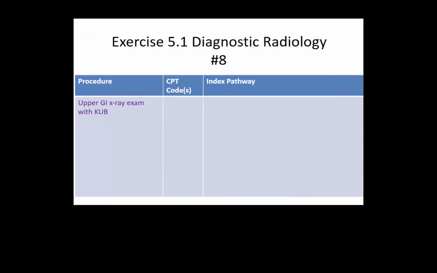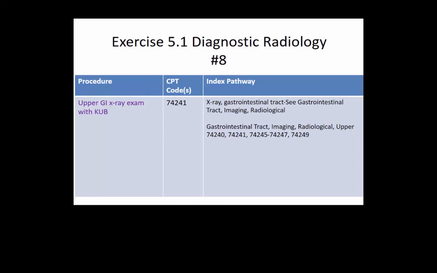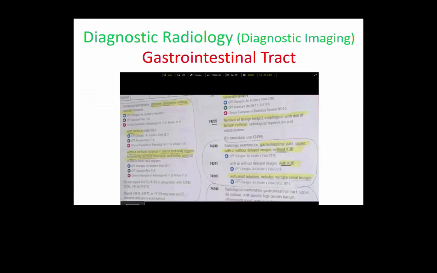An upper GI X-ray exam with a KUB. And here I have the code set. You notice that when we go to X-ray GI tract, it does take us, refers us to GI tract imaging. And then I have there all those codes that you have to look at to choose the correct one. Here's your code family, and you notice I have underlined without KUB and with KUB.